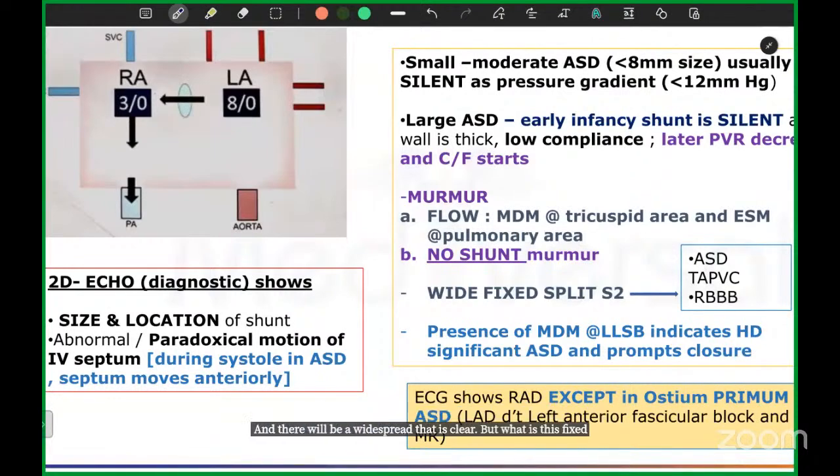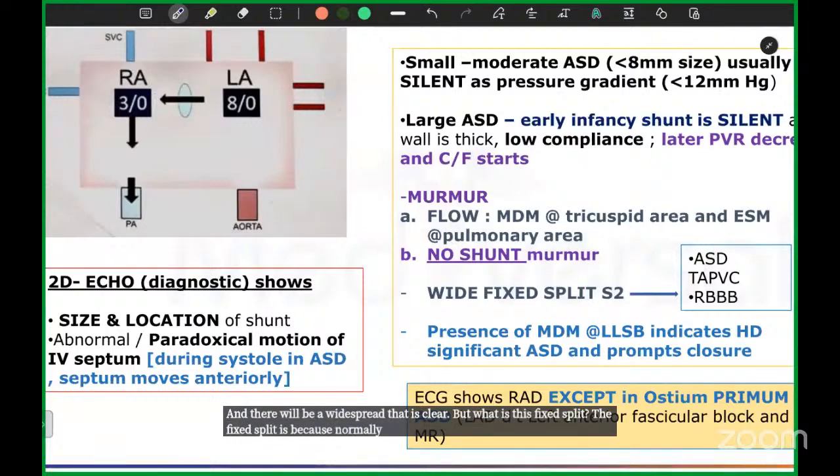The fixed split is because normally the split between A2 and P2 physiologically will depend on the cardiac cycle. It will depend on your inspiration and expiration. There'll be a variation in inspiration and expiration. There'll be a variation during the cardiac cycle.